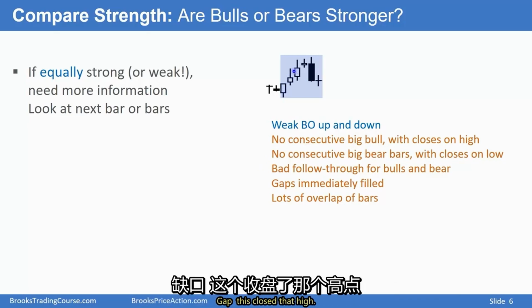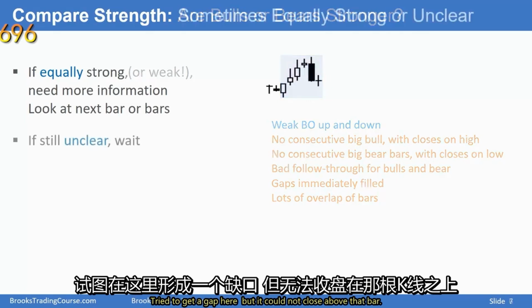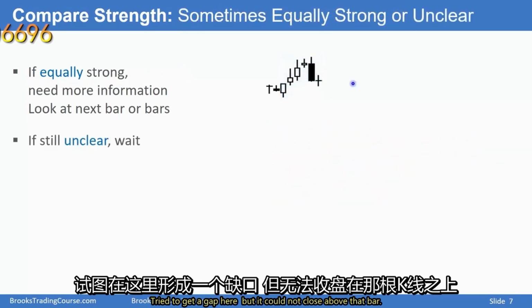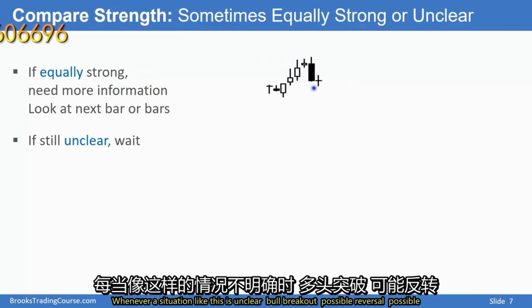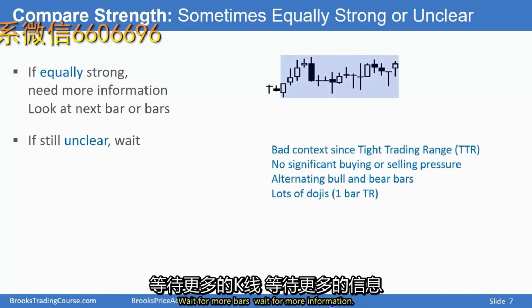Gap, this closed that high. Tried to get a gap here, but could not close above that bar. Whenever a situation like this is unclear, bull breakout, possible reversal, possible bull flag, things are unclear. Usually that means sideways. Usually better to wait. Wait for more bars, wait for more information.